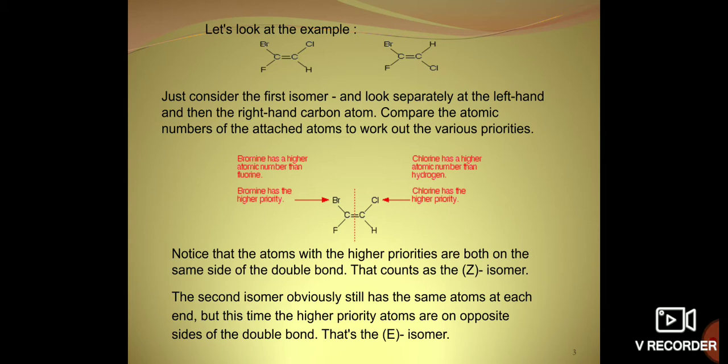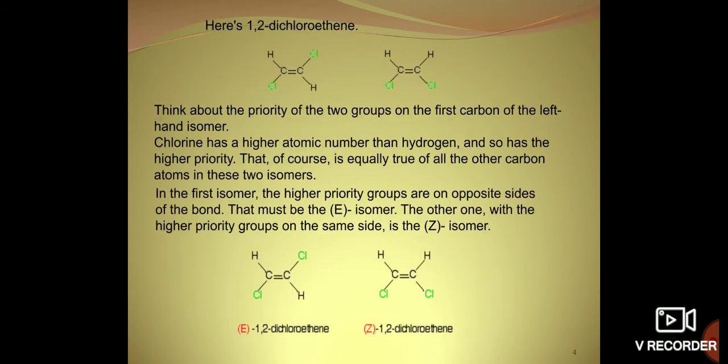Notice that the atoms with the higher priorities are both on the same side of the double bond, and this is therefore the Z isomer. The second isomer obviously still has the same atoms at each end, but this time the higher priority atoms are on opposite sides of the double bond, and that's the E isomer.